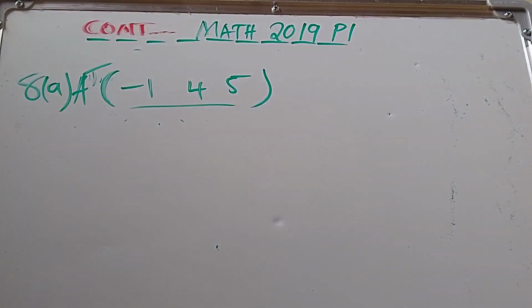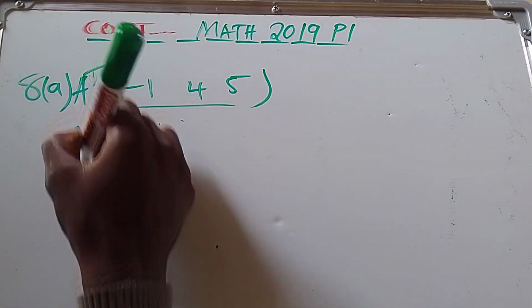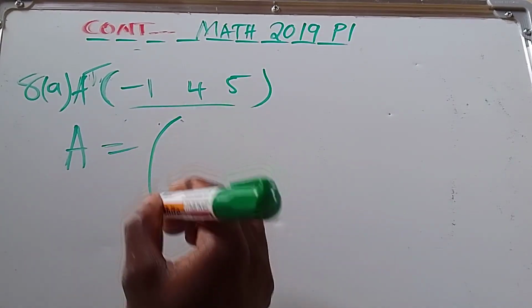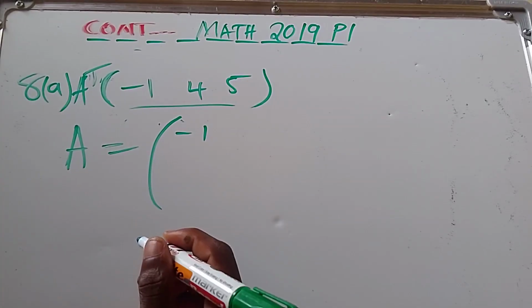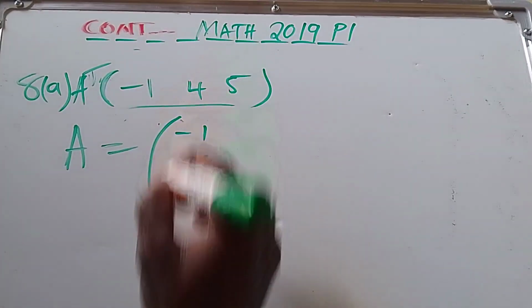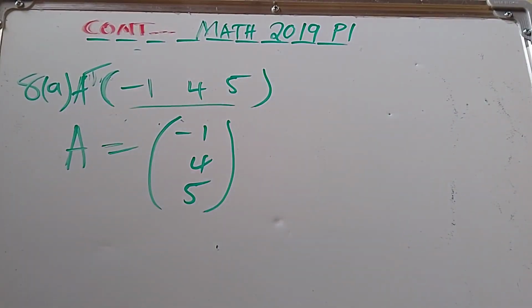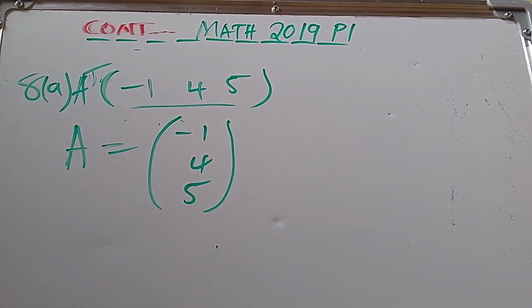And then they have asked us to write it in matrix form. So we are using the same principle. Since it has been written in row form, we are going to write it in column form: -1 as the one at the front, then 4 in between, and then 5 at the back. So that is it. We have actually answered this question. This question is very simple.